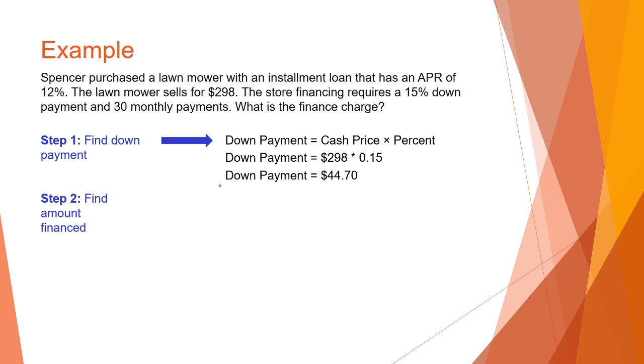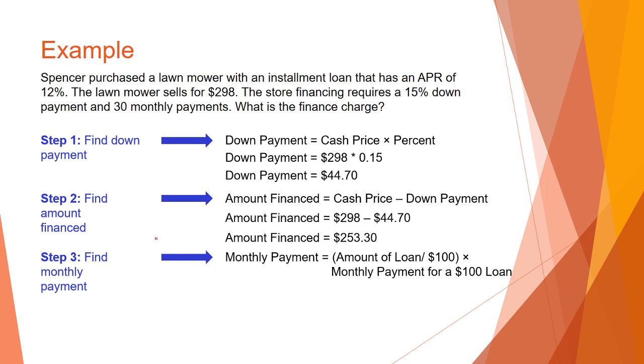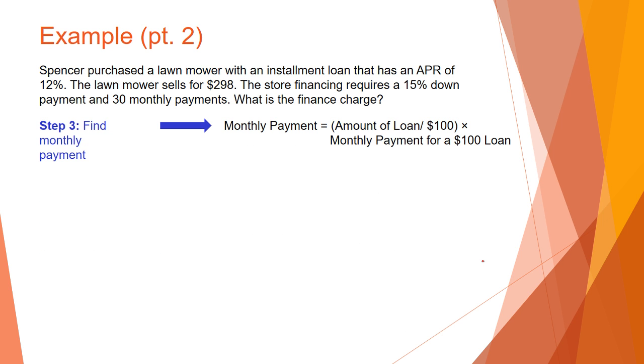Next step is to find the amount financed. We're going to subtract the down payment from the cash price, giving us $253.33. Next step is to find the monthly payment. Here's the formula. Alright, we're going to look at the actual table.